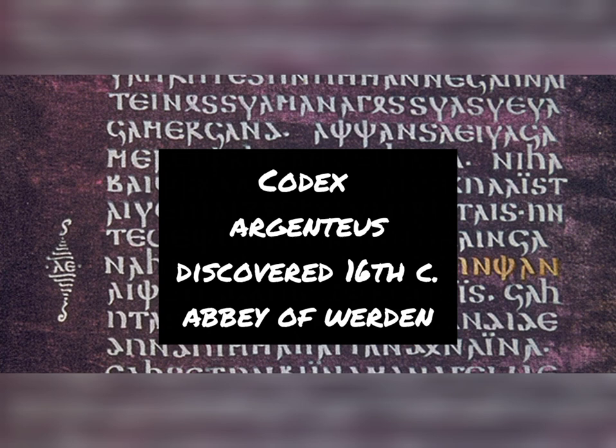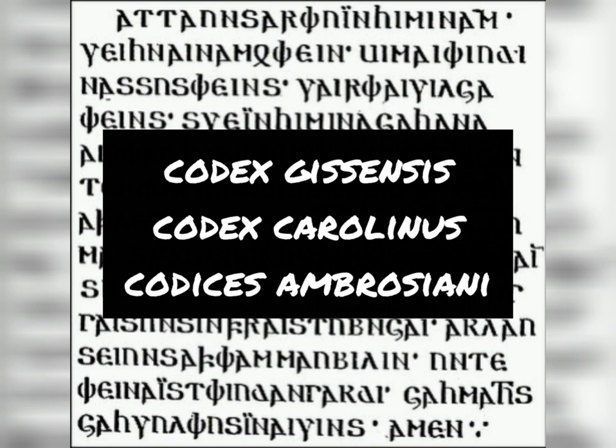The codex was discovered in the Abbey of Verden in the 16th century, and now you can find it in the library of the University of Uppsala. Then we have the Codex Gisensis, found in Egypt in 1907. There were actually 4 pages subsequently ruined by water damage. We also have Codex Carolinus, that's a palimpsest, with 4 leaves, now residing in the library of Wolfenbüttel. And then you also have the Codices Ambrosiani, likewise palimpsests. There are 5 of these codices.